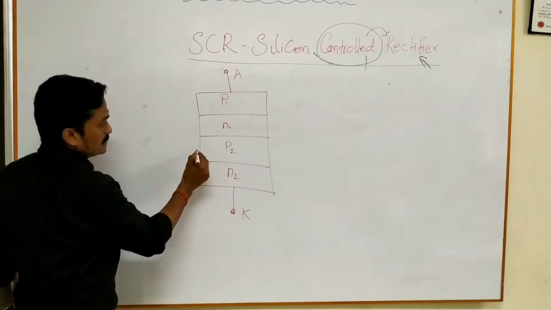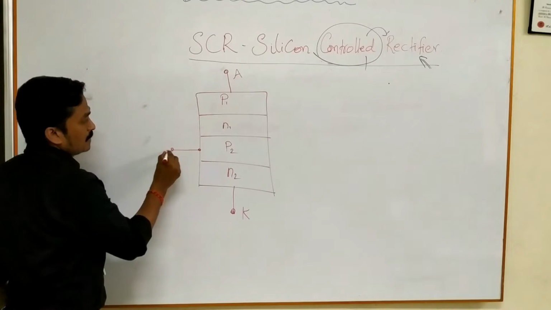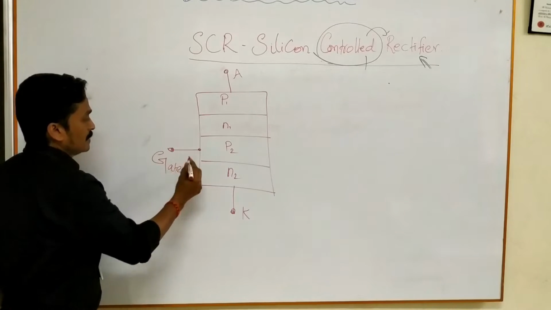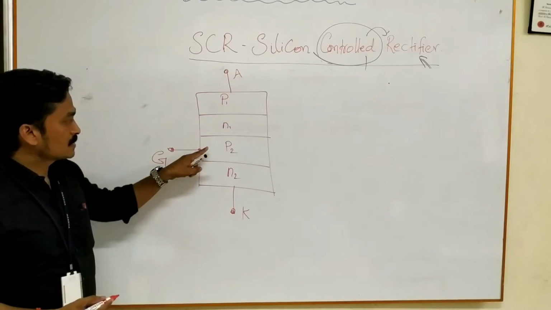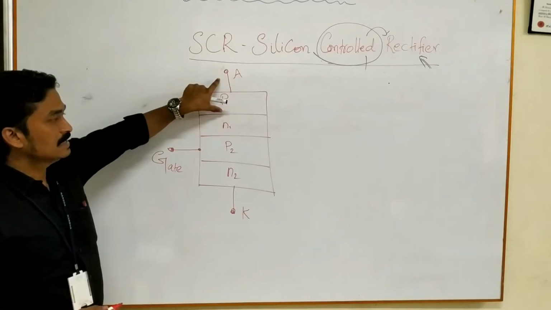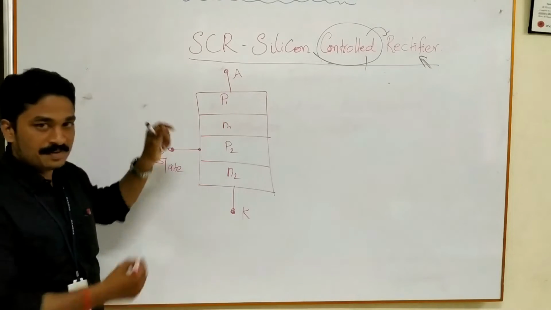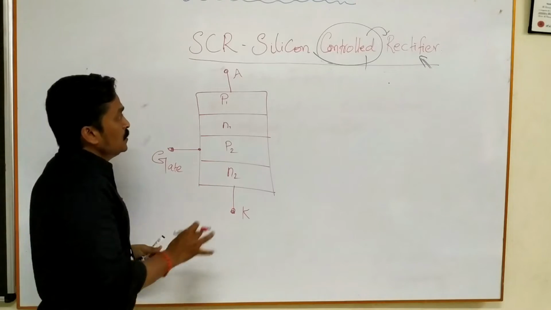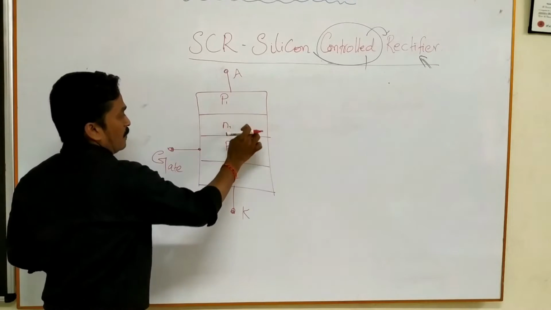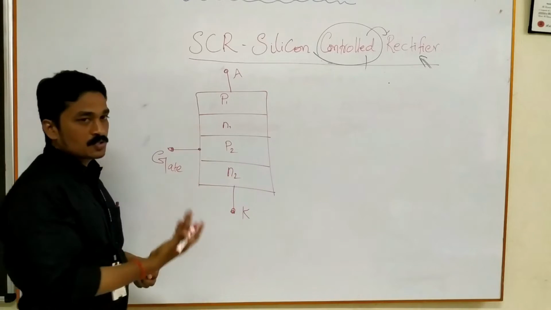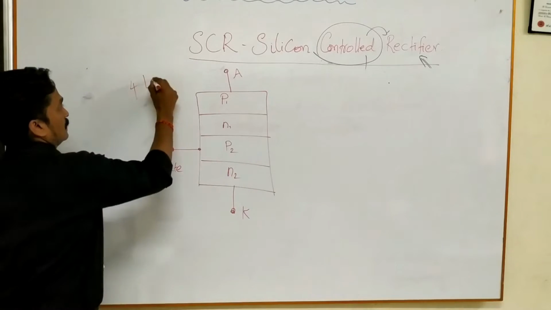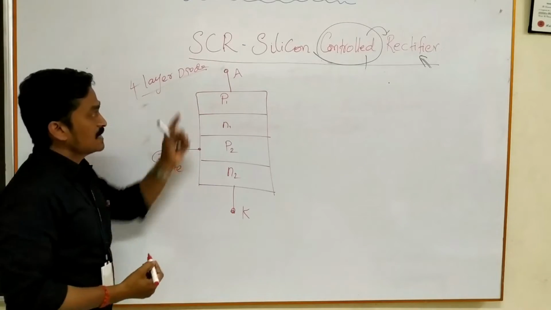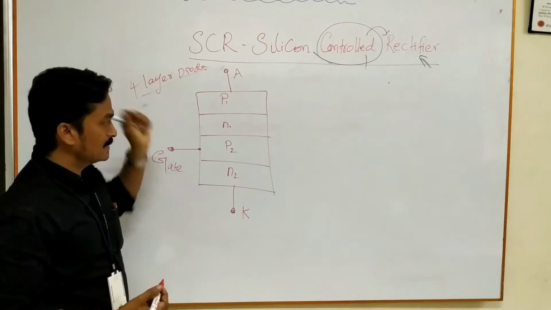Along with this, we have another terminal. This is G, which is nothing but the gate, and this particular terminal controls the current flow inside the silicon controlled rectifier. We will see how this controls the rectification. So there are four layers, P1, N1, P2, N2, and this is also called a four-layer diode. The same SCR can be called a four-layer diode.